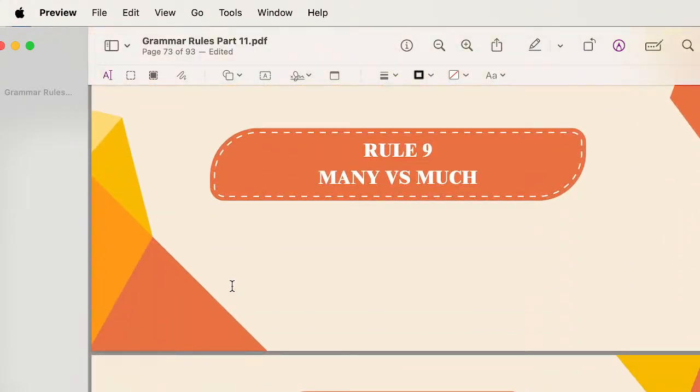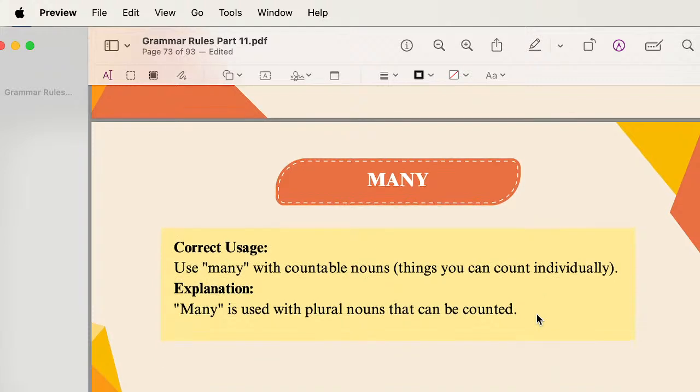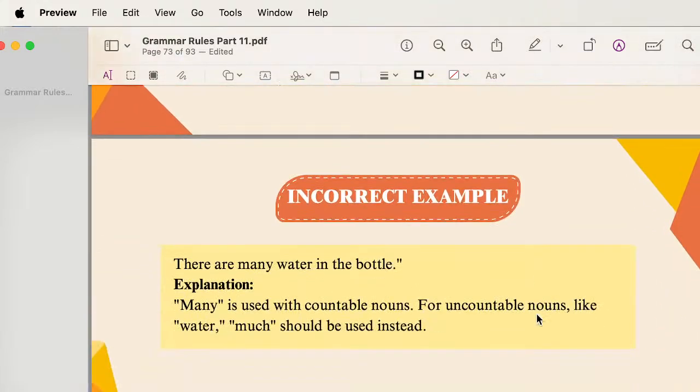Many, much. Now this is easy and I believe you must be aware, but let me walk you through it. Many is used for countable nouns and much is used for uncountable nouns. This is the basic difference. Countable nouns are things you can count individually. Many is used with plural nouns that can be counted. Right? For example, there are many books on the shelf. How many apples do you want? So you're talking about the quantity.